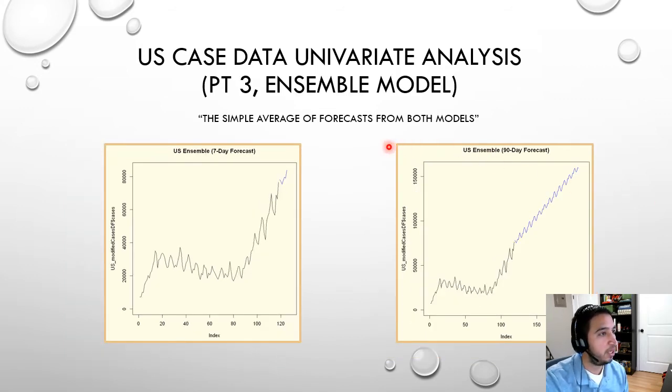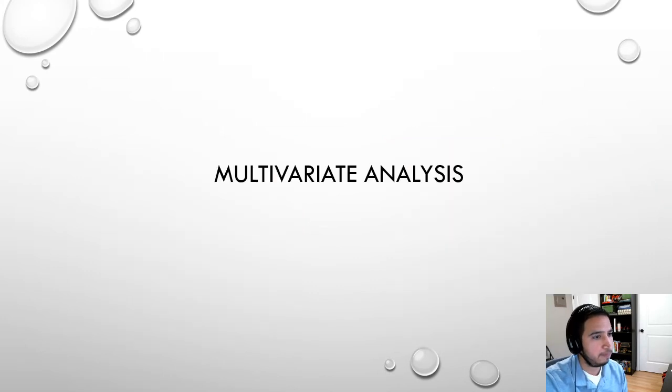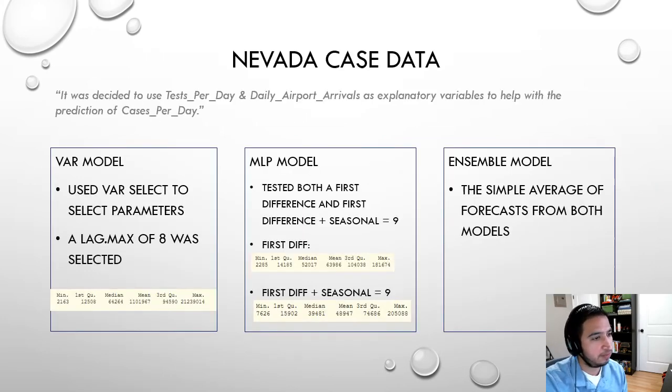So for part 3, similar to the Nevada data, we use a simple average of forecasts from both models. And that is what you see within those images here. So now to our multivariate analysis.